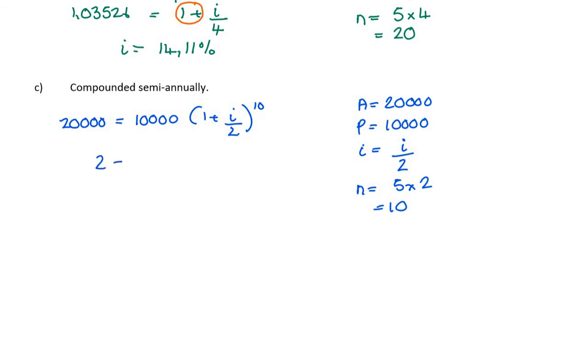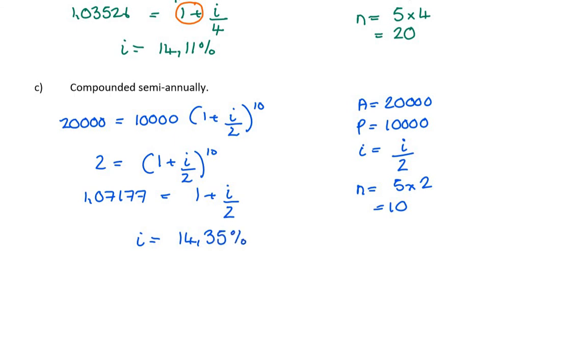I divide by 10,000 on both sides. I would then do the 10th root of 2. So I get 1,07177 equals 1 plus I over 2. And this is when I start to get lazy, so I minus 1 on both sides. Then I multiply by 2. And then to get a percentage, I multiply by 100. So I'll just say that again. I minused 1 on both sides. I then multiplied by 2 and multiplied by 100 to get a percentage.